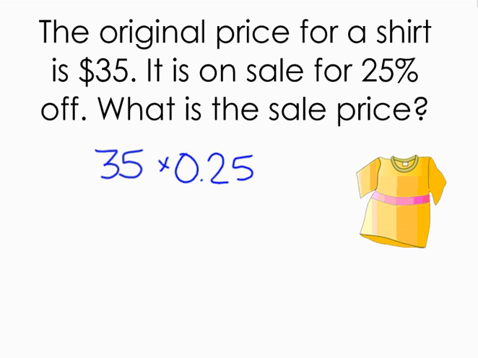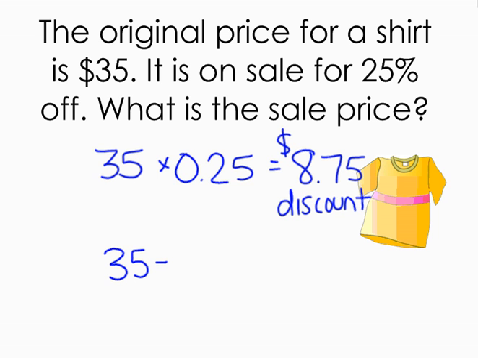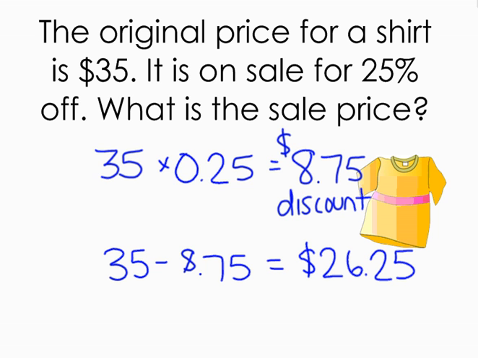So we would just multiply $35 by 25 hundredths, and that would give us an amount of 8.75. In this case, that represents an $8.75 discount. So that's the amount that I don't have to pay. So I could then subtract it off of 35 to find the amount that I do have to pay. And that's going to give me an overall cost of $26.25 after I subtract.